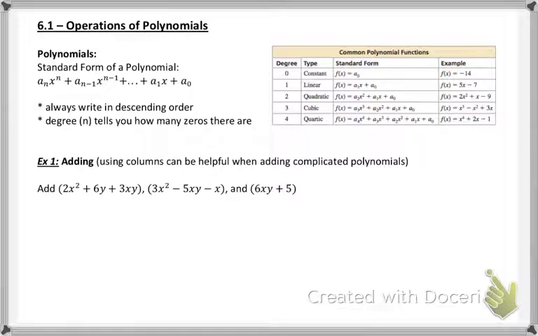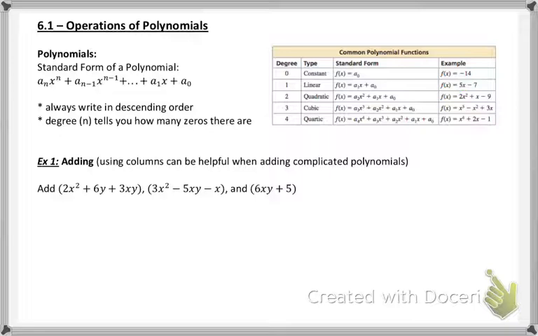When the degree is 0, we call that a constant. So x to the 0 power, and here's an example, x to the 0 power is 1, and you don't see the x at all. So this is a constant function which graphs a horizontal line. When the degree is 1, we call that a linear function. So you can see that it's x to the first power. And the function that we have is a line, a linear function, 5x minus 7.